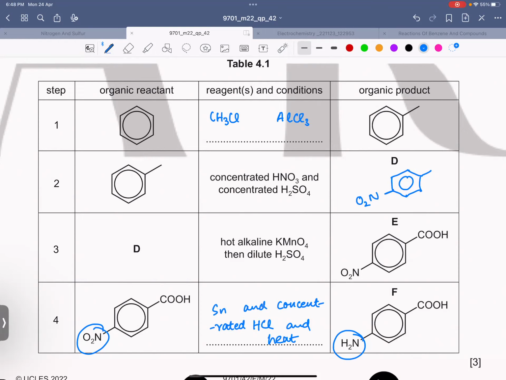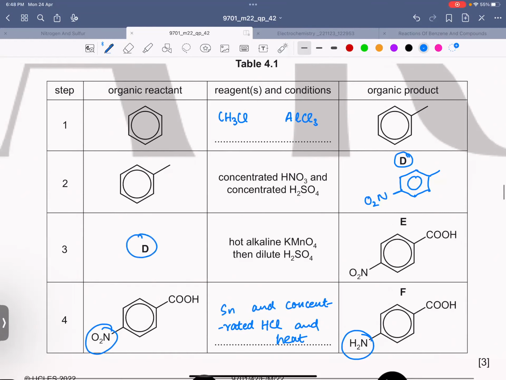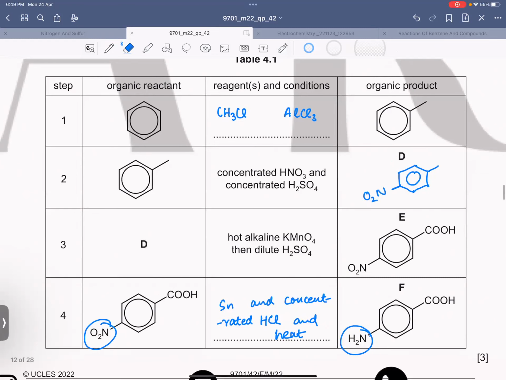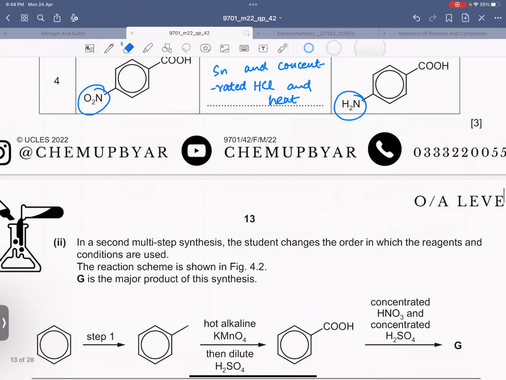Sir, in step 3 do we not have to make D again? No, see here the position of D over here and here, that is in the center. So there is no need to make D again. Okay.